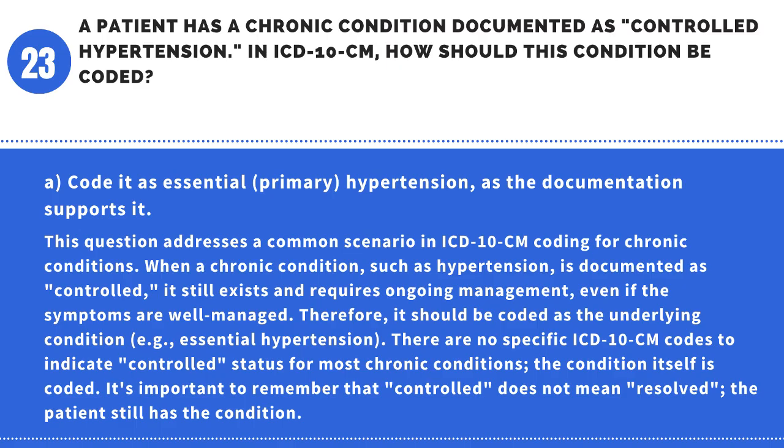Therefore, it should be coded as the underlying condition, e.g., essential hypertension. There are no specific ICD-10-CM codes to indicate controlled status for most chronic conditions. The condition itself is coded. It's important to remember that controlled does not mean resolved. The patient still has the condition.